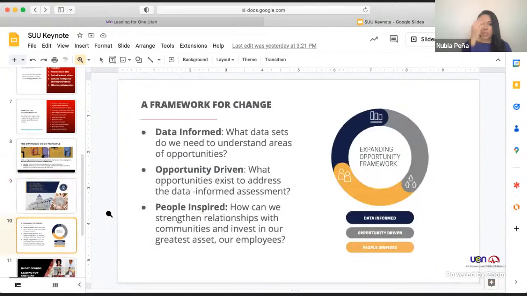The other aspect I wanted to talk about is that this framework that we've created is a three-part prong. It's called data informed, opportunity driven, and people inspired. Data informed asks us, what data sets do we need to understand areas of opportunities and deep disparities? So once we look at the data, we are able to understand where are the gaps, who are we serving and who are we not. Opportunity driven is then able to be informed by that. So looking at the data, what areas of opportunities do we have to close the disparities so that we can better serve people? And people inspired, of course, is allowing us to lean into those important assets, our constituents and our employees. How do we better serve them so that we can create better outcomes for everyone?